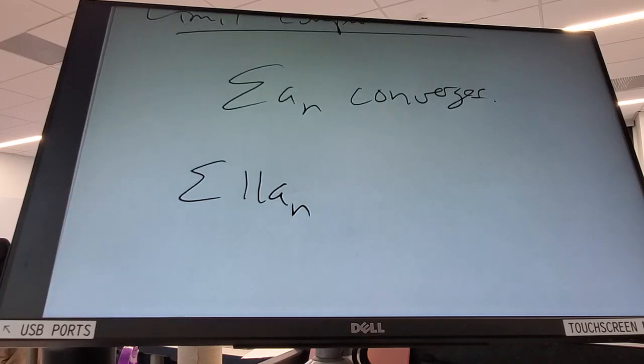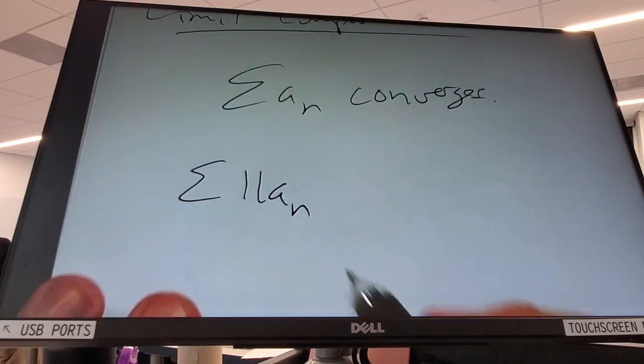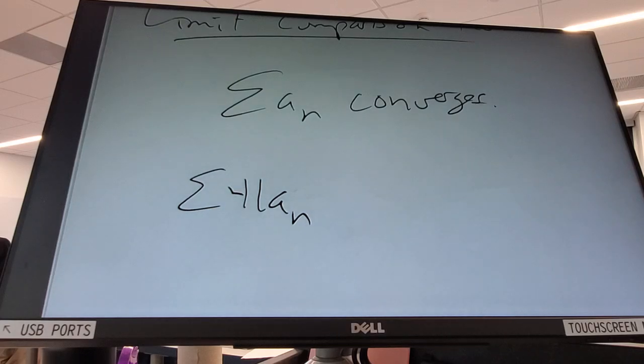Does that converge or diverge? Does everybody understand what that is? Let me look here. 41. It's a number. Yes, 41. So the sum of 41 a_n. Does that converge or diverge?